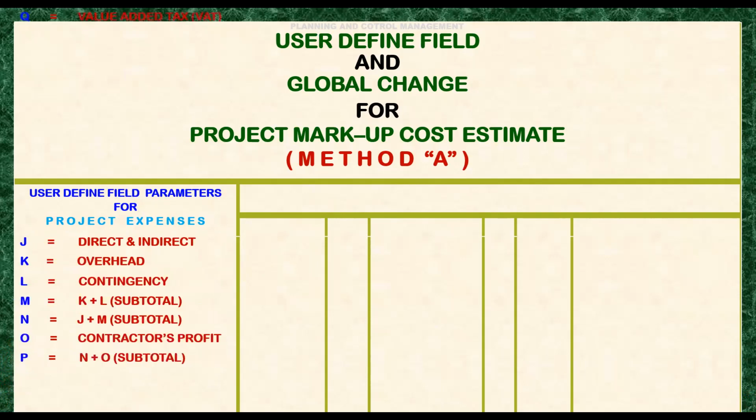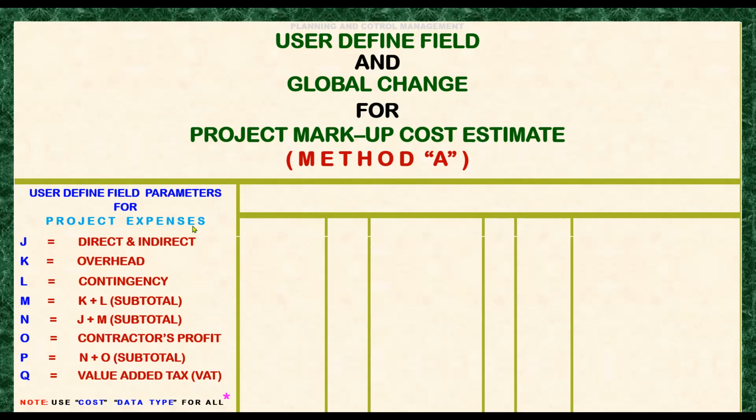Actually, the only difference between these parameters and the parameters of the activity resource assignment is that I made the variables unique, because before, instead of J, we put A, B, C, D, and E, that is intended for the activity resource assignment. But for now, we are working on project expenses.